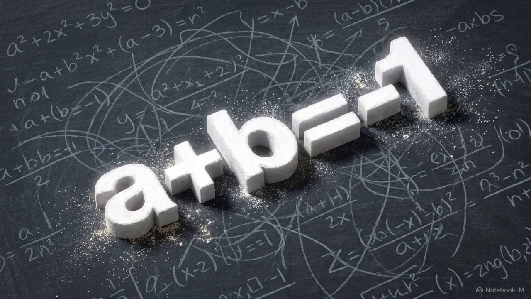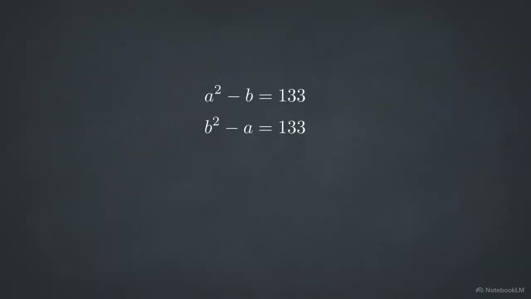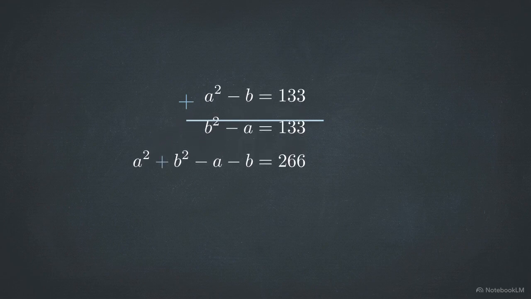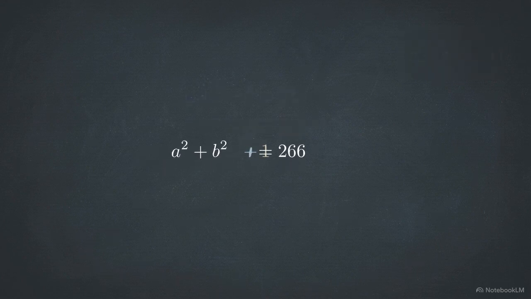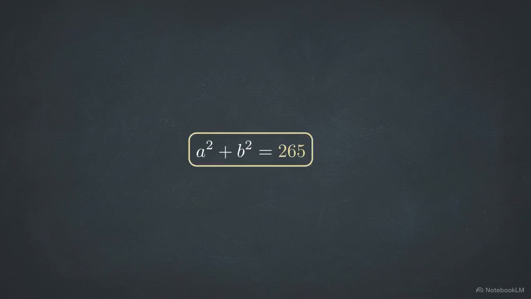By using subtraction to exploit the symmetry between the two equations, we bypassed the calculation mess and extracted a highly useful relationship. Let's see what happens when we stack the equations again and add them together. Adding straight down yields a squared plus b squared minus the group of a plus b equals 266. We can substitute the sum we just found, -1, into this new equation. The double negative becomes a positive one, and subtracting it from the other side gives us a value for the sum of their squares, 265.